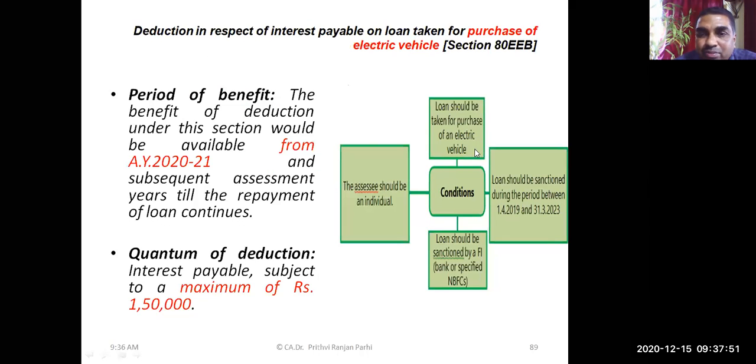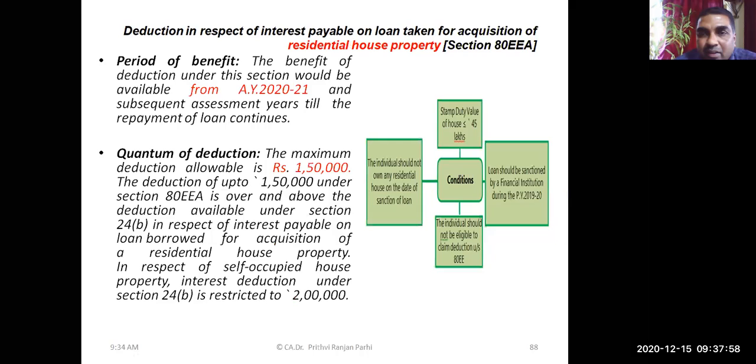And the value, sorry. Now, the stamp duty value of the house should be less than or equal to 45 lakhs. The house value should be less than or equal to 45 lakhs. And the individual should not be owning any residential house on the date of sanction of the loan. If these conditions are met, then he can claim a deduction.